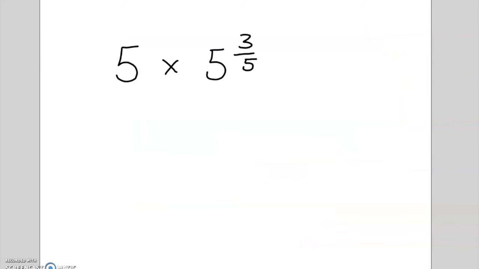All right, try this one and pause it. Push play when you have it. Okay, here we go. So 5 over 1. Times plus, 5 times 5 is 25 plus 3 is 28 over 5. Now, it would have made it a lot easier if you simplified first, right?